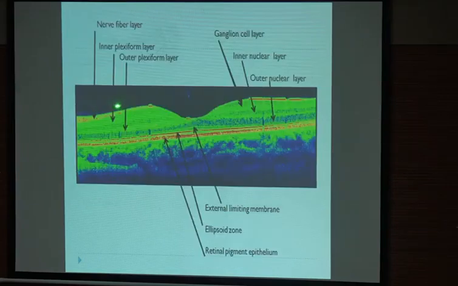So how will the retina look on an OCT? If we want to remember, we have various layers. These are the hyperreflective layers: the nerve fiber layer, then the inner plexiform layer, and the outer plexiform layer. And we have the hyperreflective lines: this is the external limiting membrane, this is the ellipsoid zone, earlier called the ISOS junction, and this is the retinal pigment epithelium, or the RPE. And we have the hyporeflective zones. The first one is the ganglion cell layer. We have the inner nuclear layer and the outer nuclear layer. So this is how we visualize the retina on OCT.